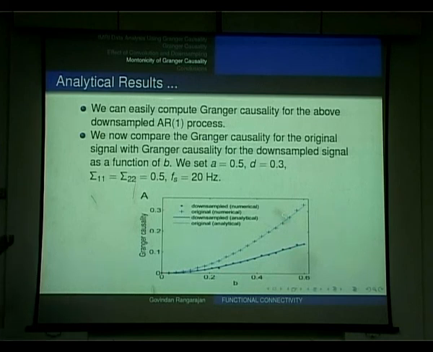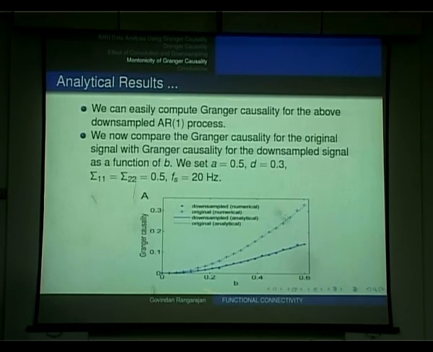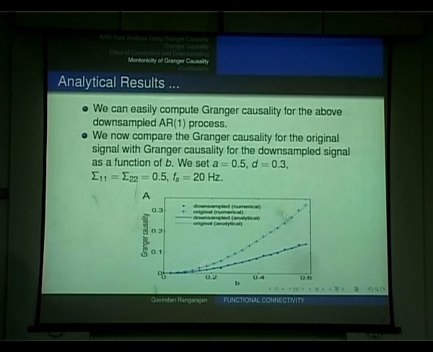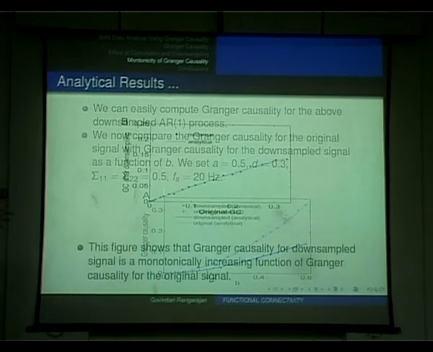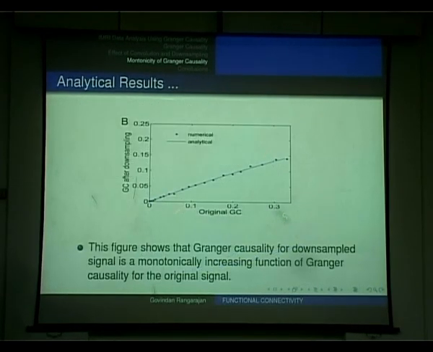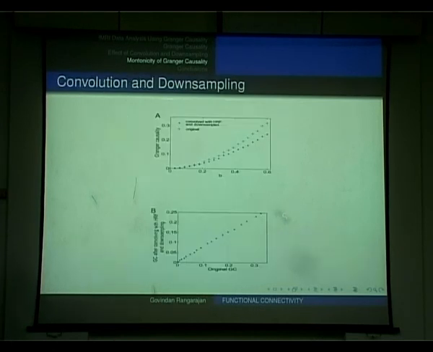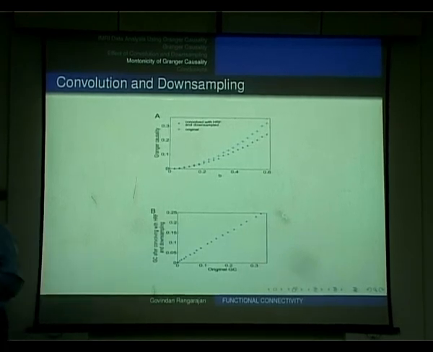So that's what I mean by saying that the monotonicity is preserved by this transformation from the neuronal signal to the fMRI signal. So if you have two different conditions, one corresponding mathematically to a B value of 0.2 and another corresponding to a B value of 0.4, then at the neuronal level you would see such a big change, say from 0.1 to 0.2. You can see that in fact the original granger causality and the granger causality of downsampling vary monotonically with one another.